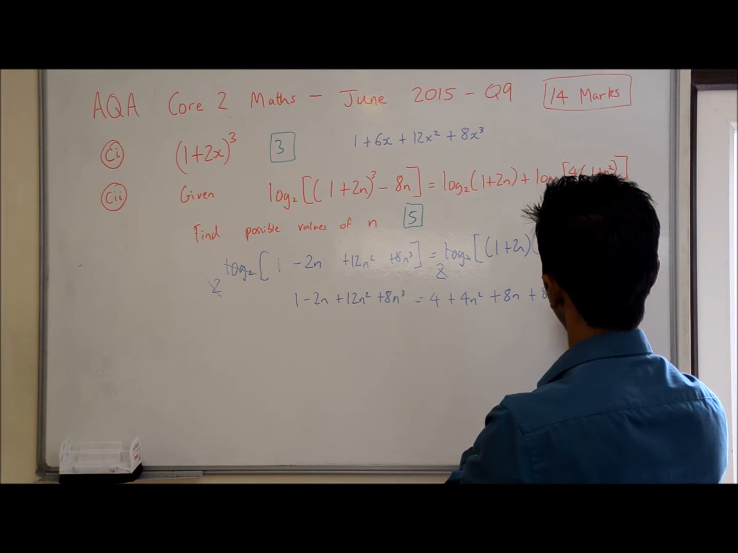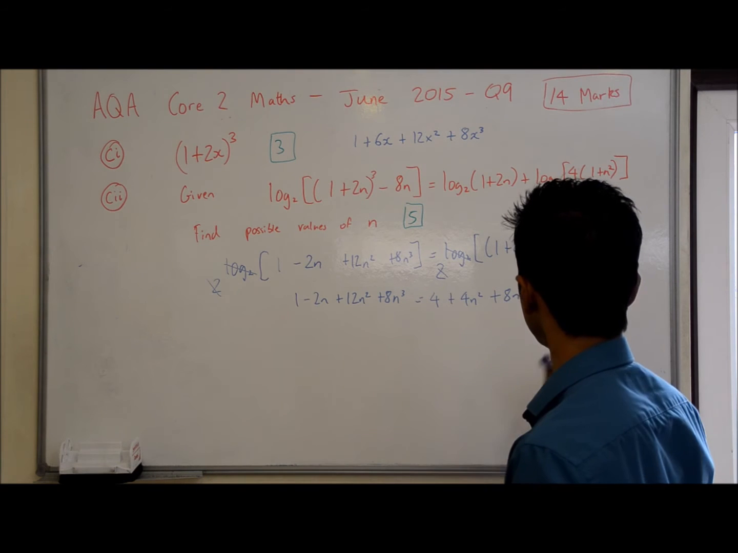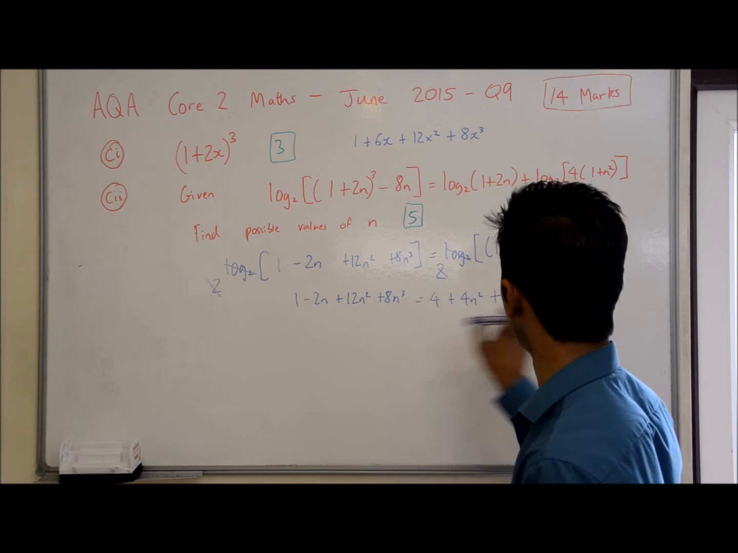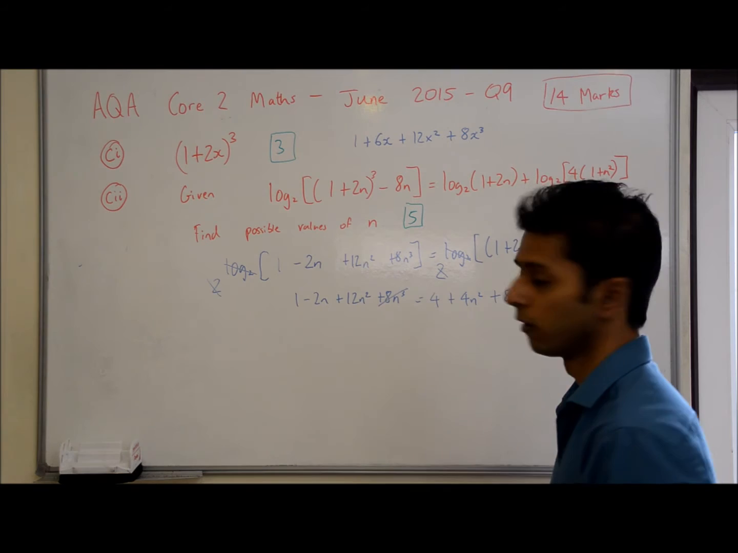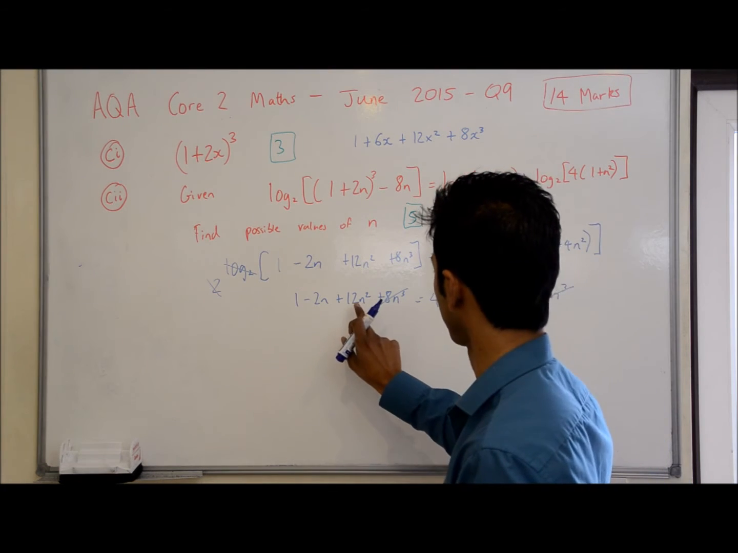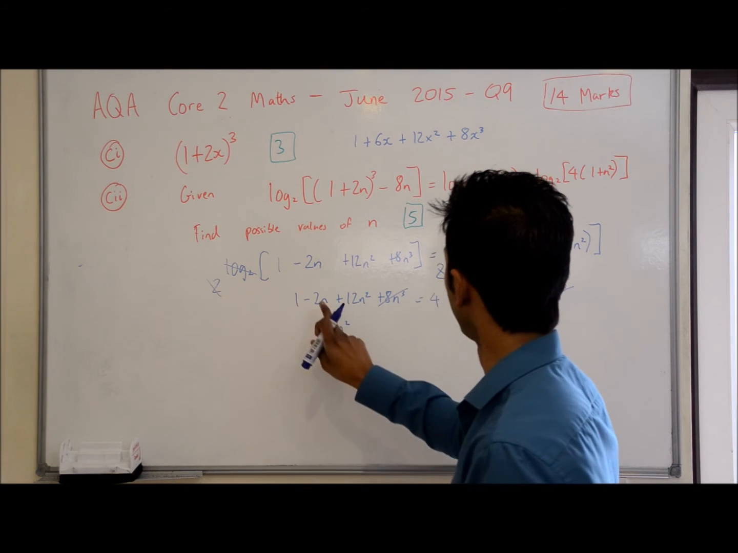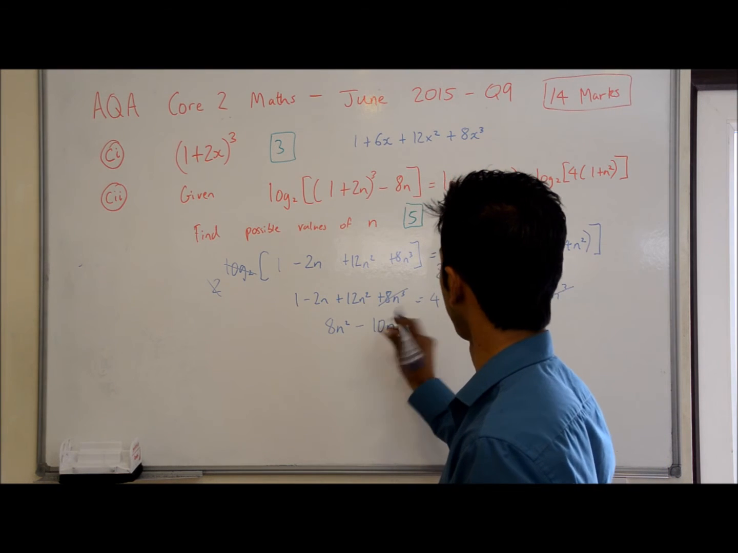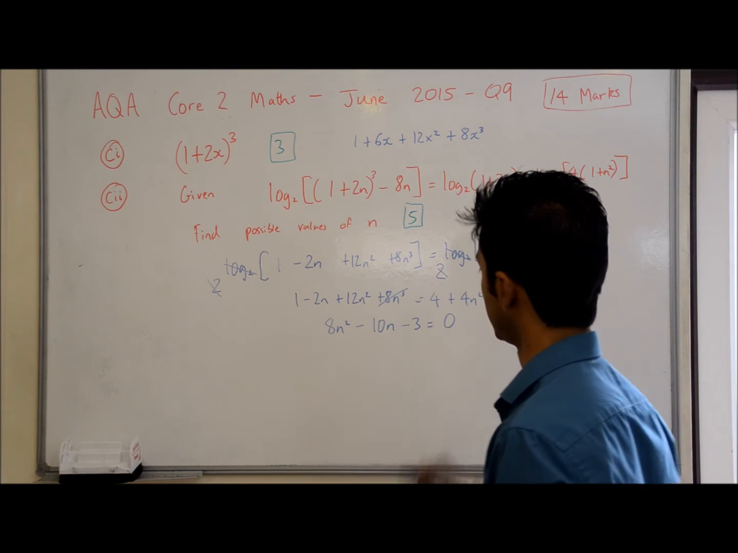plus 8n cubed. Now we can bring everything over to one side, so let's, actually, let's cancel out, we can take away 8n cubed from both sides. So now we no longer have a cubic, we have a quadratic. Now let's take everything to the left, so we are left with 12n squared, take away 4n squared, which is 8n squared. We have minus 2n minus 8n, which is minus 10n. We've got 1 minus 4, which is minus 3, and that's going to equal 0.